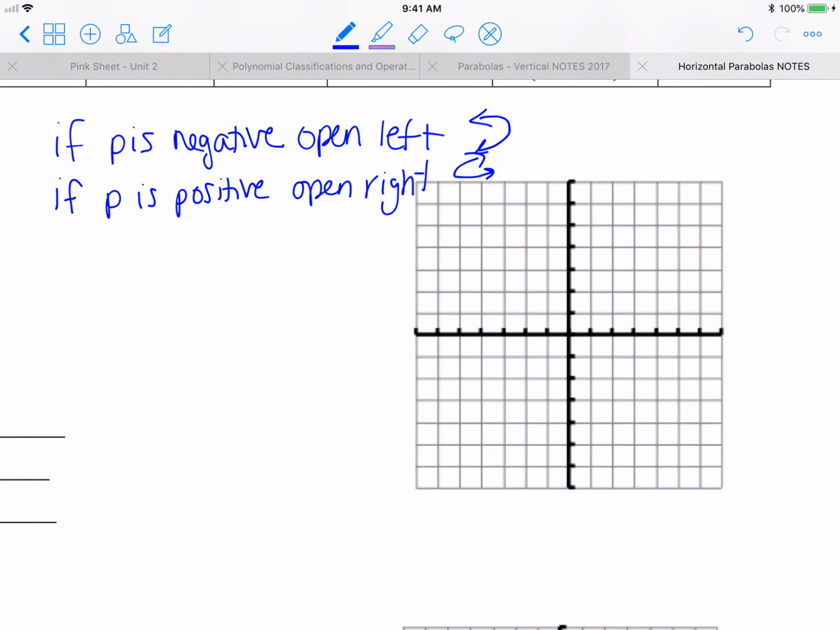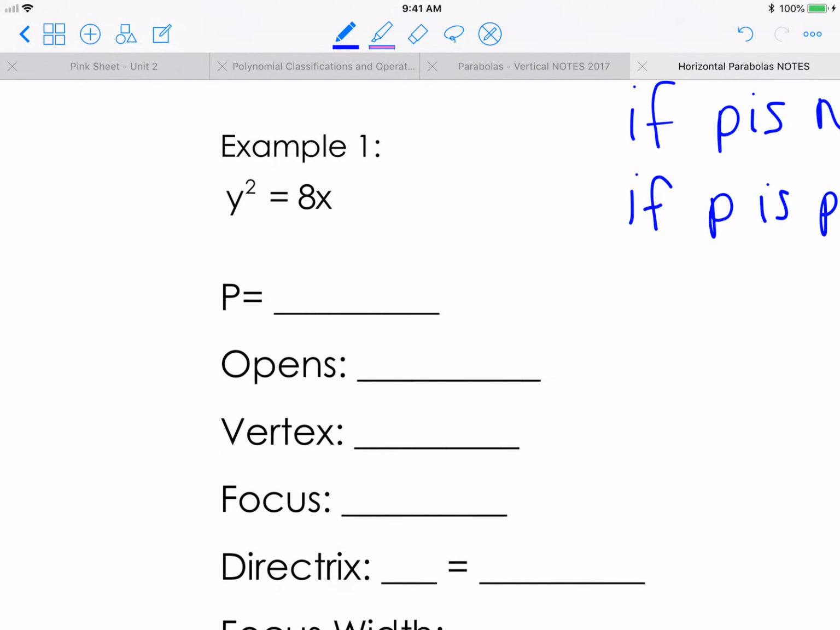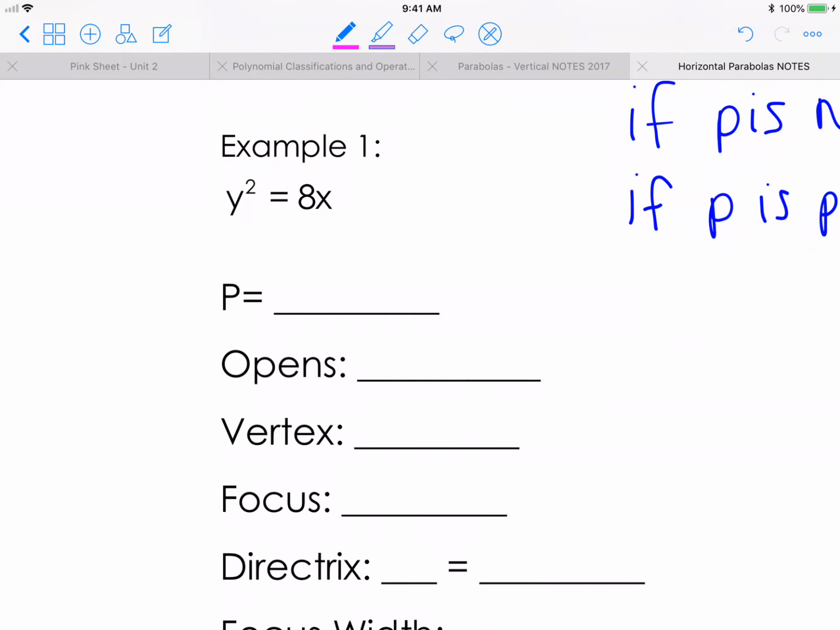Okay, so we're going to do this the exact same way we did with the vertical ones. We're going to first find your P. So you're going to say 4P is equal to the number right beside the equal sign. So it needs to be in standard form, and it is right now. We have our y squared on the left side, and we have our x stuff on the right side. So 4P is equal to 8. Divide by 4, so P equals 2.